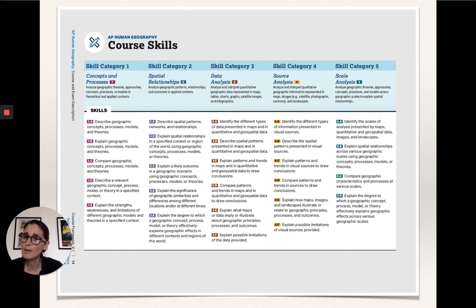Then D is describe a relevant geographic concept, process, model, or theory in a specified context. So how does this model, process, or theory apply here? How is the epidemiological transition model applying in our current 21st century global academic world? How is the von Thunen concept applying to countries in the 21st century? What has changed, right? And then explain the strengths, weaknesses, and limitations of these models and theories.